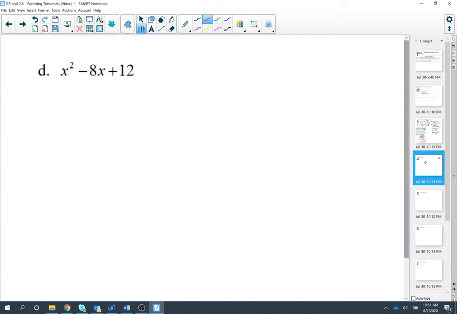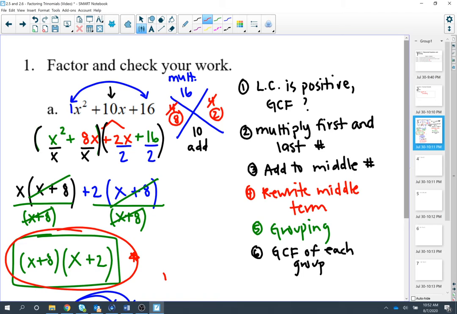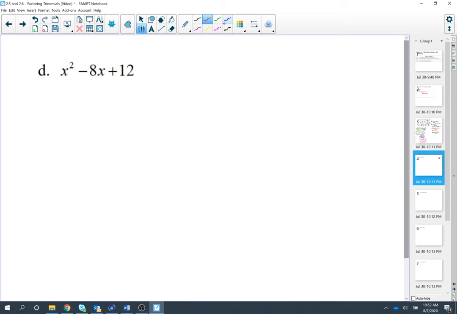So step 1, we have to make sure that the leading term is positive. Yes, it is. That's great. Then we also have to check, is there a greatest common factor between these 3 terms? And the answer is no. Okay, they don't all have an x, they don't all have a number. So step 1, we're good. Okay, now going back, step 2, multiply the first and the last number. So I'm going to take my last number, 12, my first number, 1. It's hiding, but it's there. So 12 times 1 is going to get me 12.